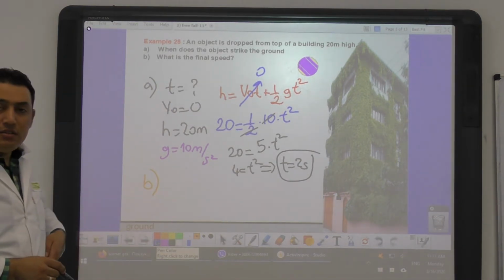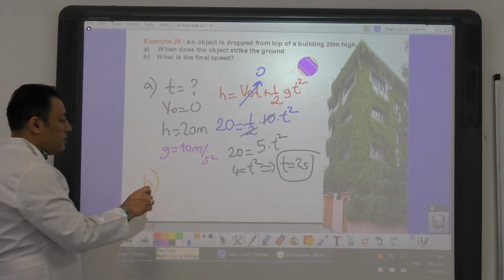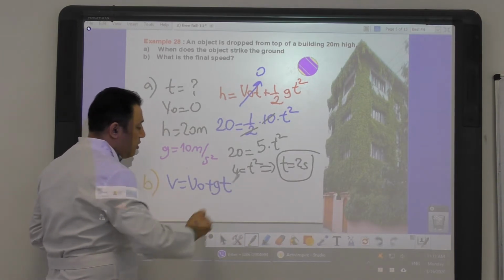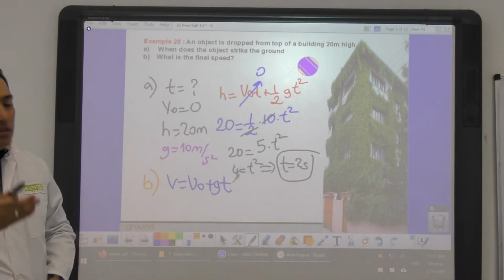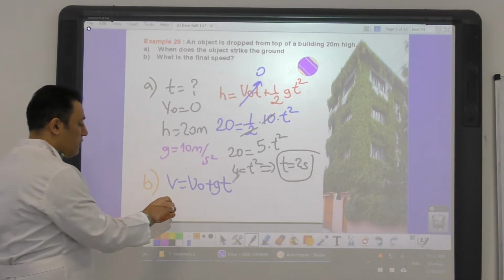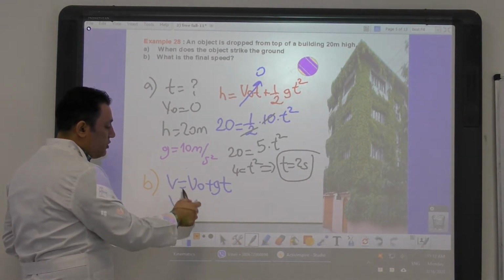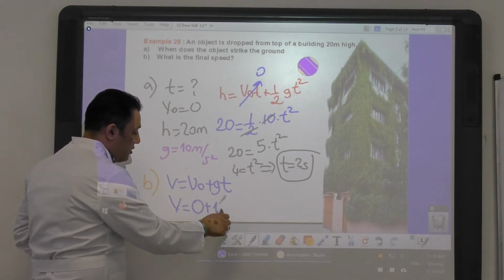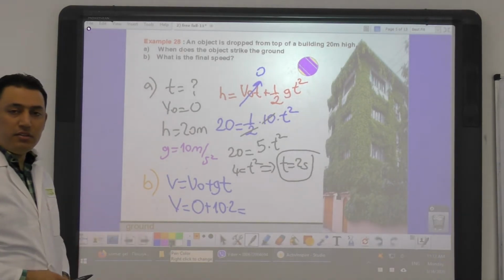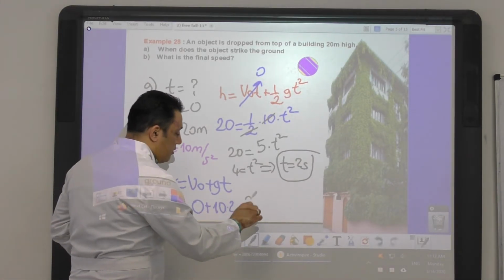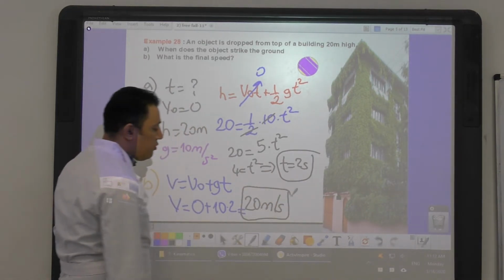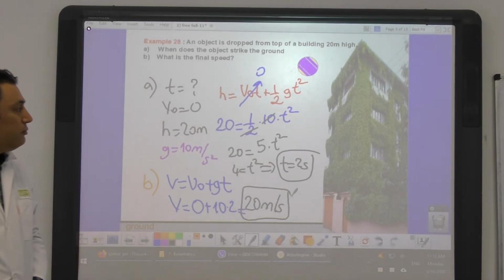What is the final speed of the object? This is the easy question where we will use the basic formula: final velocity is equal to initial velocity plus gravitational acceleration multiplied by time. The final velocity is not known, the initial velocity is 0, gravitational acceleration is 10, and the amount of time the object spends in the air is 2 seconds. So basically, the final velocity of the object would be equal to 20 meters per second.